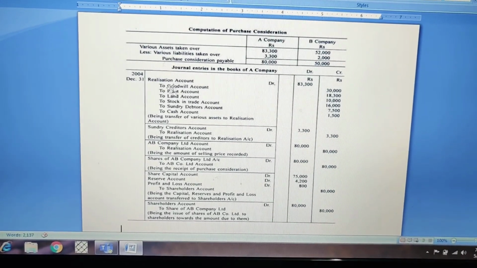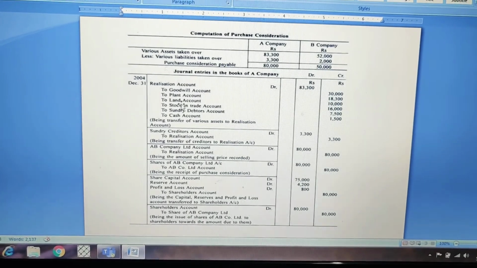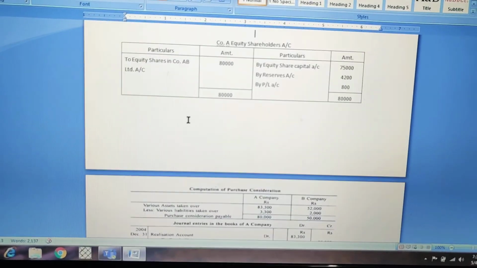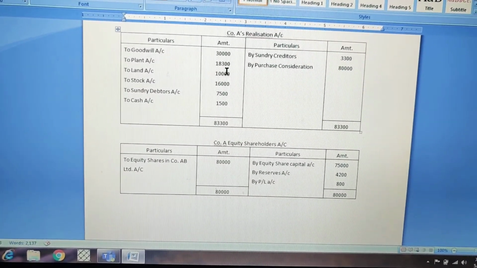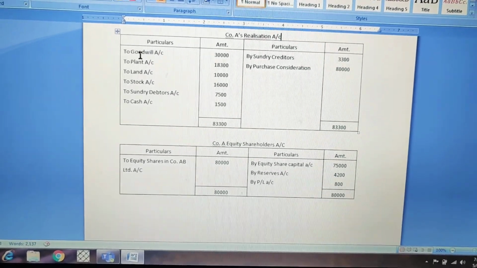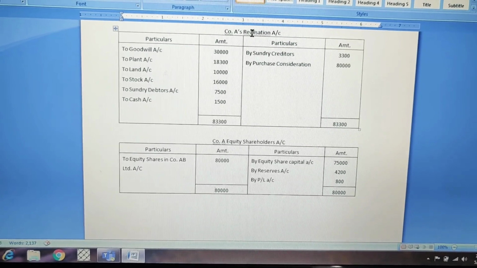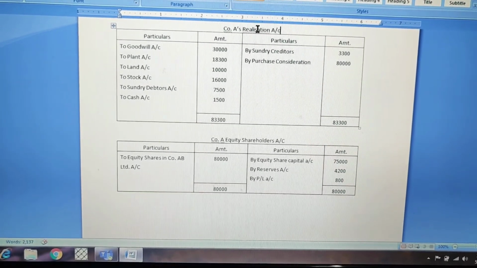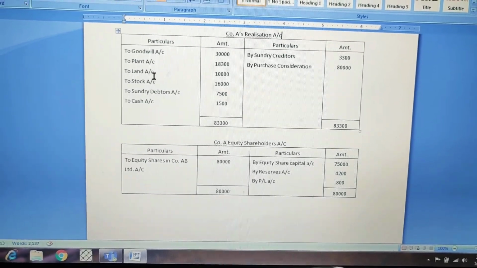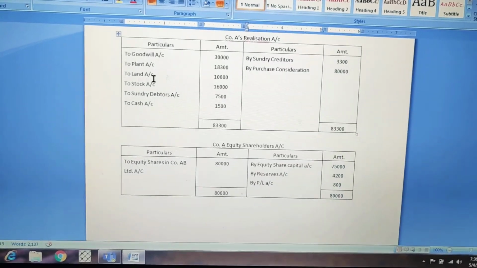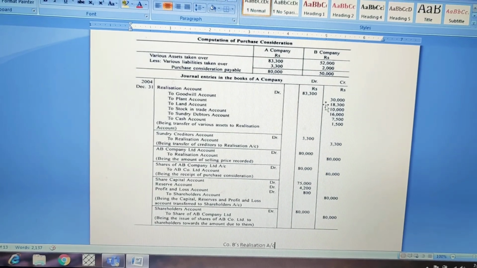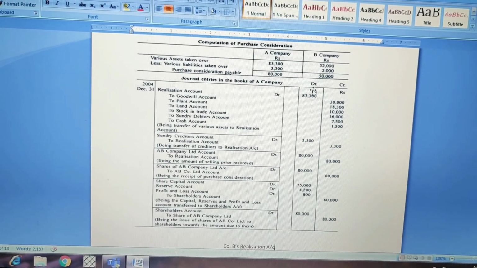Obviously, what you did in your realization account, you passed all your assets on the debit side of the realization account. See here, you just did that in the realization account. So what was the journal entry? As we can see, realization account debit to goodwill account, to plant, to land, to stock, to sundry debtors, to cash, and the various amounts. We will just pass the journal entries like this only. Okay, so 83,300 is the total amount of the realization account, the debit side.